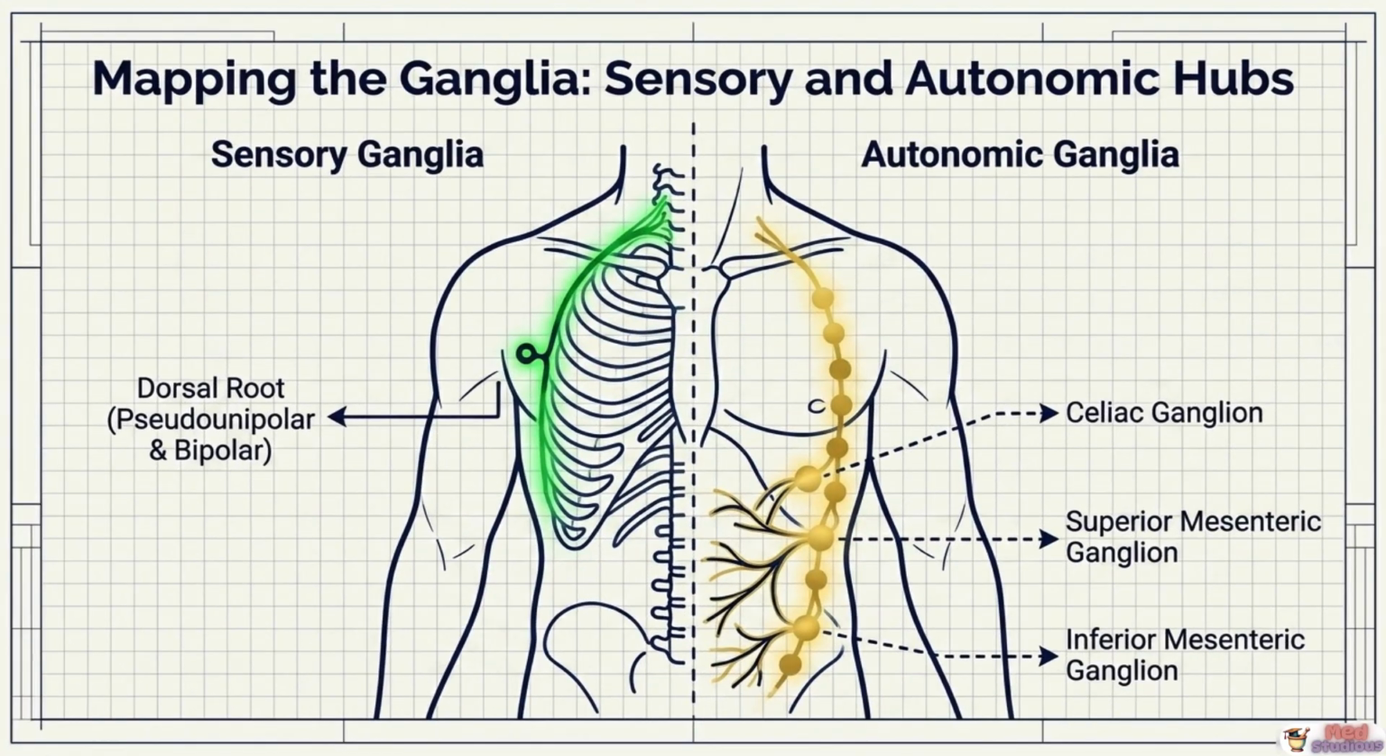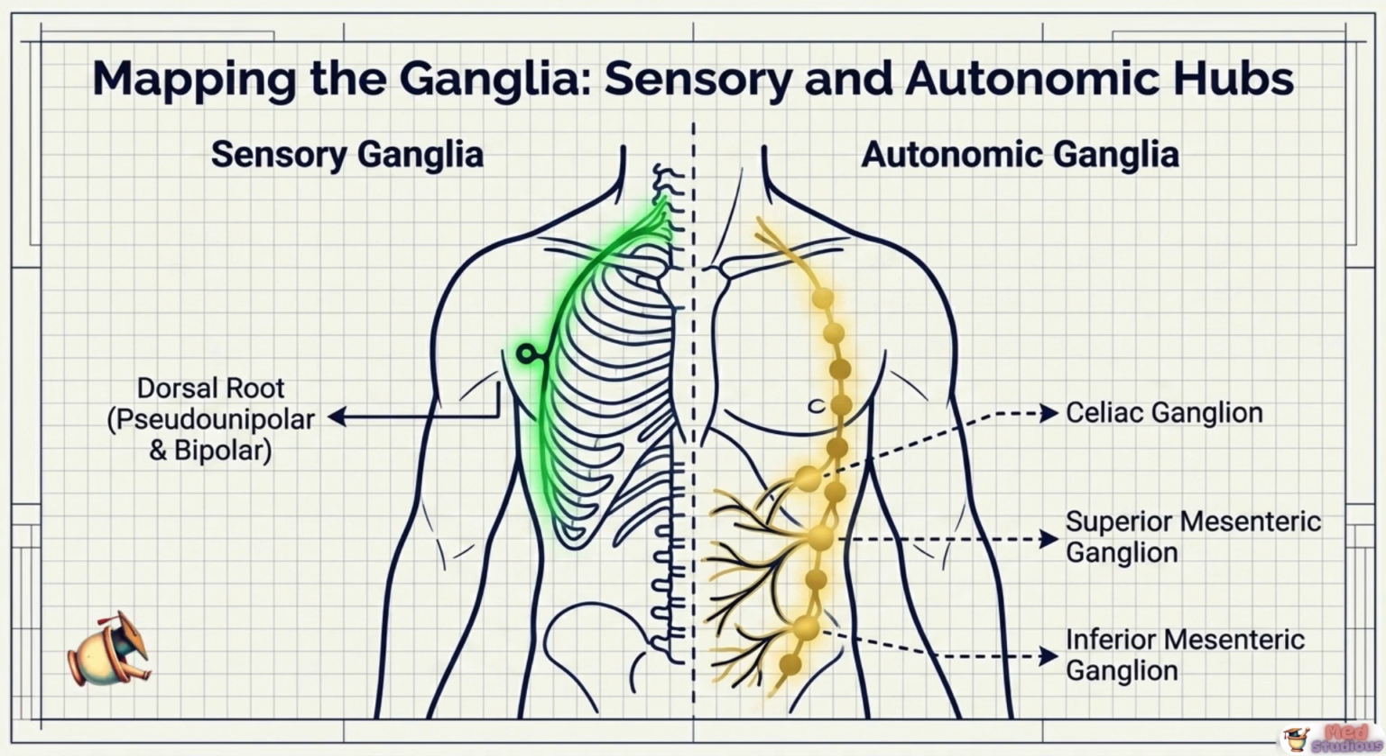So, where exactly does the body deploy these localized switchboards? Let's map the major peripheral neural hubs. Broadly, we divide them into sensory ganglia and autonomic ganglia. Sensory ganglia are the body's data-gathering hubs. The most prominent examples are the dorsal root ganglia, situated directly alongside the spinal cord. Histologically, these are packed with those highly specialized pseudo-unipolar and bipolar neurons, strictly relaying afferent sensory information like touch, temperature, and pain from the body back to the central nervous system.